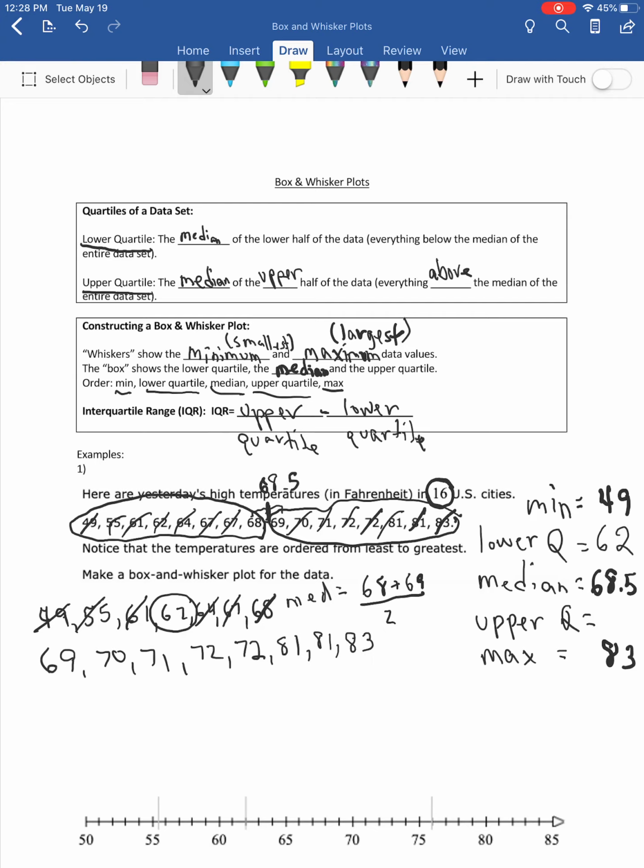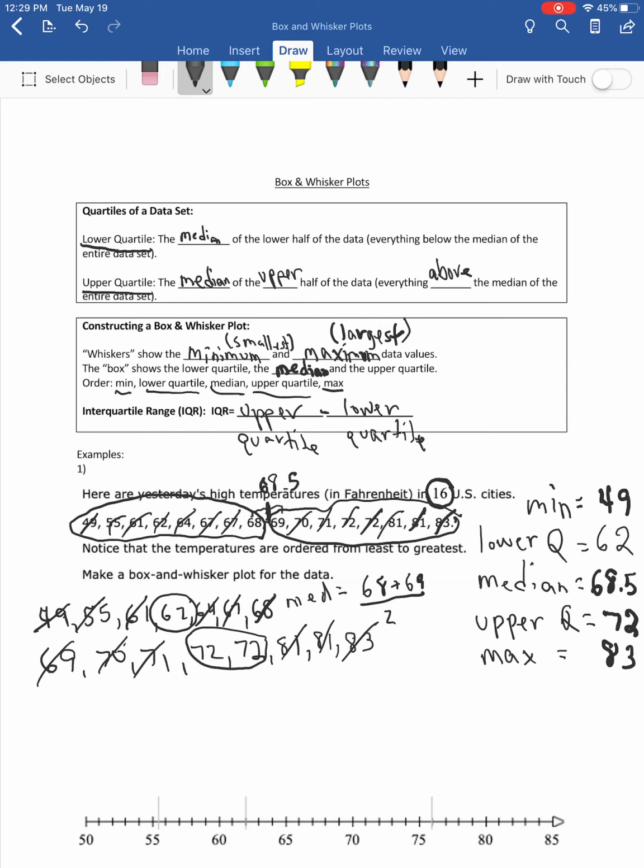Okay, so to get the median of those, we have two in the middle, and they're the same. 72 plus 72 over 2 is still going to be 72. So the upper quartile is 72.